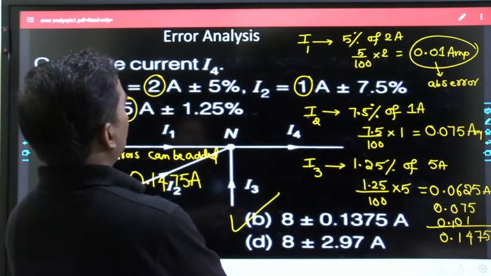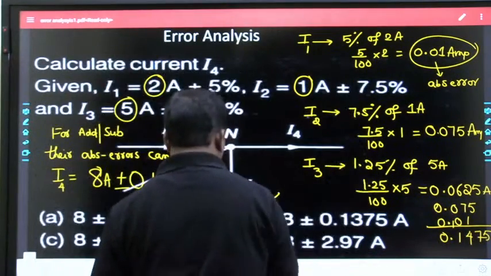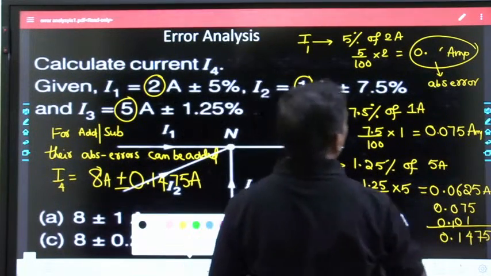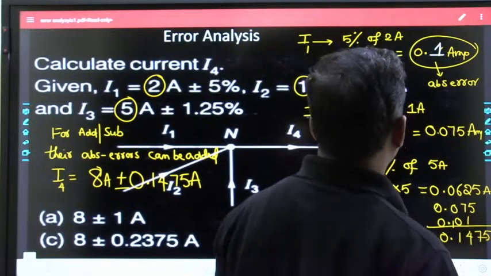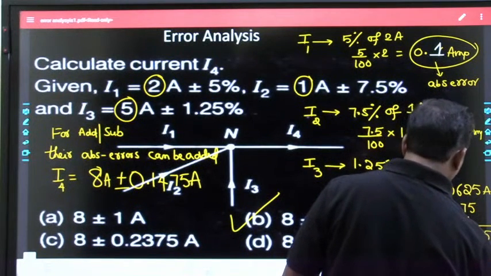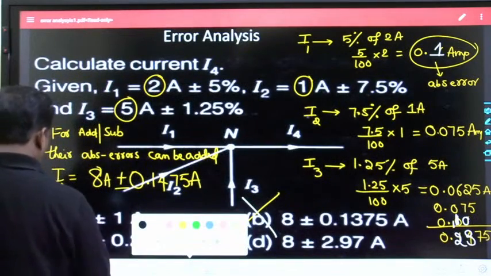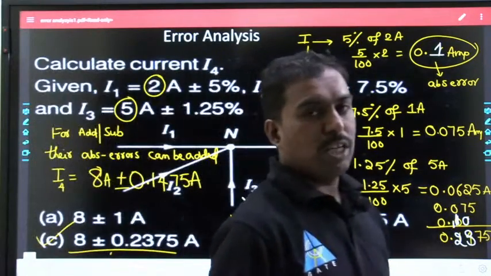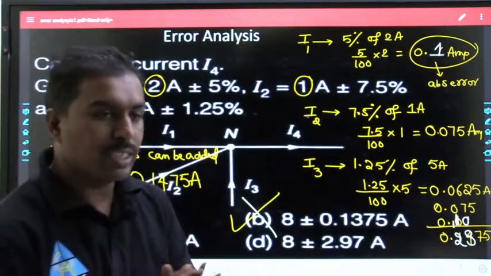5% of 2 amperes. 5 by 100 into 2, 10 by 100. Achha, this will be wrong, right? The first one is wrong. See, we have made a mistake. We have made a calculation mistake. So this is 0.1 ampere. Human mistake. 10 by 100 is 0.1. Okay. So now if you write here 0.1, then 0.2375. Correct. Perfect. 0.2375 amperes. Okay, dear students, when you are calculating errors using the sum or subtraction of quantities, their absolute errors can be added.